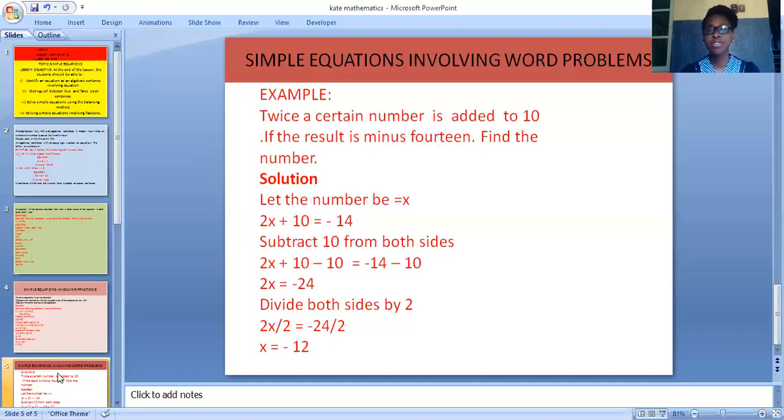10 minus 10 is 0, and 0 plus 2x gives us 2x, which is equal to minus 14 minus 10, which is equal to minus 24. Whenever you have 2 negative signs in front of a number, bring down one negative sign and add the 2 numbers together. I repeat, whenever you have 2 negative signs in front of a number, bring down one of the negative signs and add the 2 numbers together.